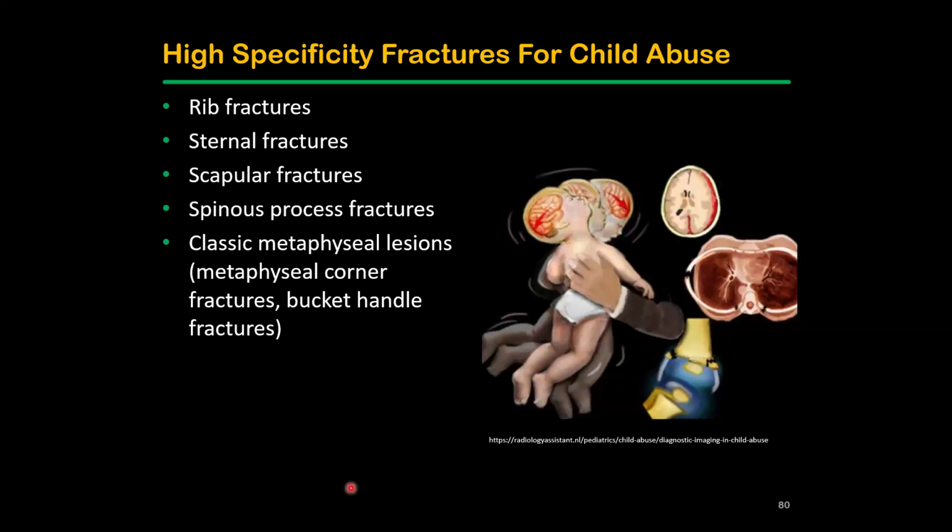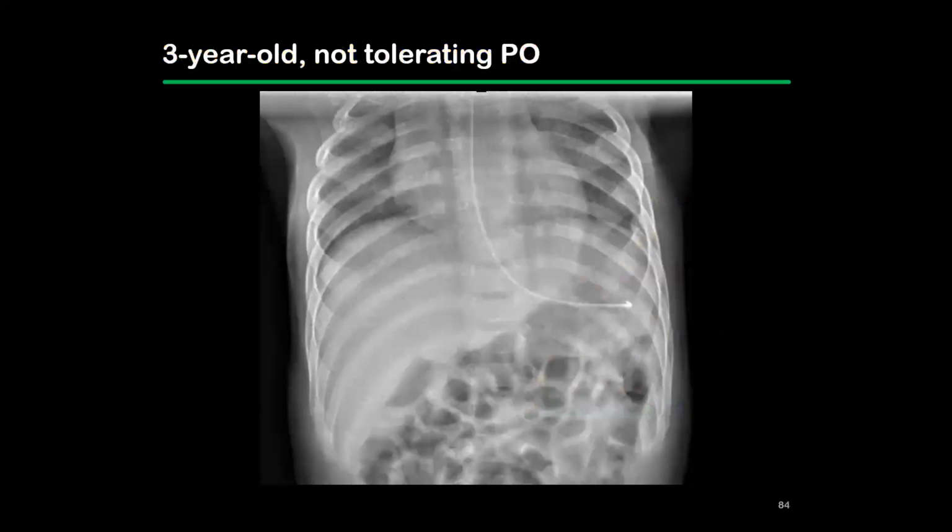The classic metaphyseal lesions are the encompassing term for the metaphyseal corner fractures or bucket handle fractures. Those occur because the baby can't control their limbs very well, and as they're being shaken, they get that twisting motion with their limbs, and they get those fractures. This was another baby. As we're looking at images, we are always a little bit vigilant for child abuse. This was a kid who just wasn't tolerating PO very well, and they actually have healing rib fractures, which was, again, high specificity for child abuse. So they got worked up, and that was a surprise for our ordering team.